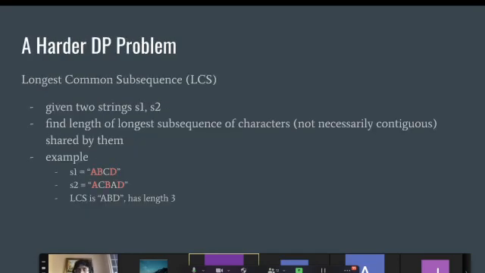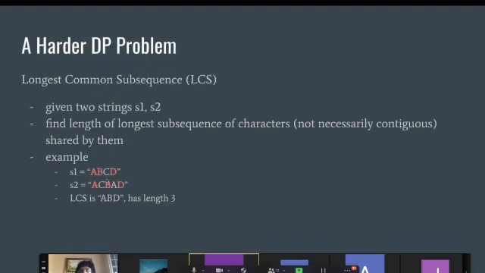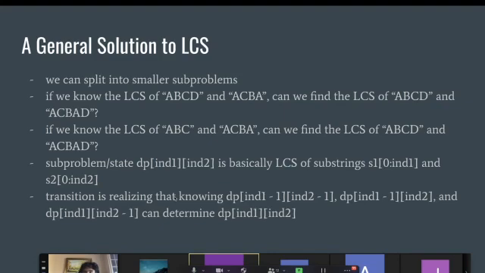Okay. Now, a harder DP problem, I'm just going to go through it really quickly, but essentially the idea is you want to find the biggest, longest common substring of two strings, right? So essentially, in this case, it is ABD, right? It has length 3. So the way we do this is, like, we can split it into smaller subproblems, right? Let's say we know that, so between ABCD and ACBA, what is the longest common substring? AB. Yeah, right, like, it's either AB, AC, whatever it is, the longest substring is 2, right?